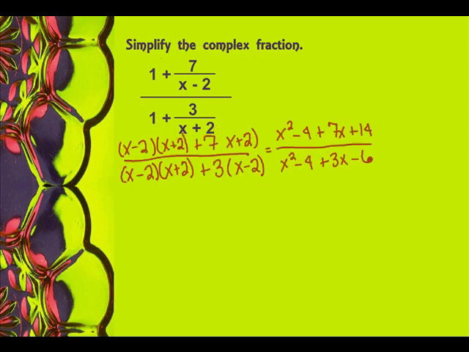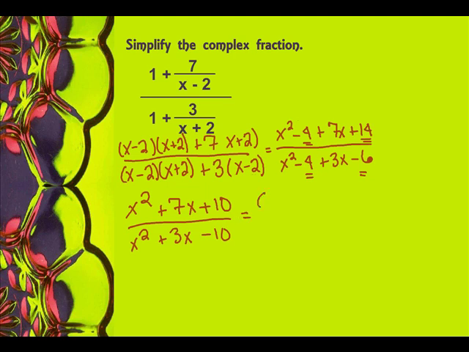Okay, so I just moved what I had down here up. So once again, I'm going to collect like terms. So negative 4 plus 14 is the two like terms I'm going to put together. So I'm going to have x squared plus 7x plus 10 over, now I'm going to put these two together. So I'm going to have x squared plus 3x minus 10. Now I need to factor again.